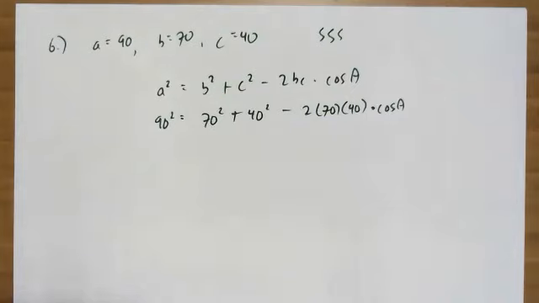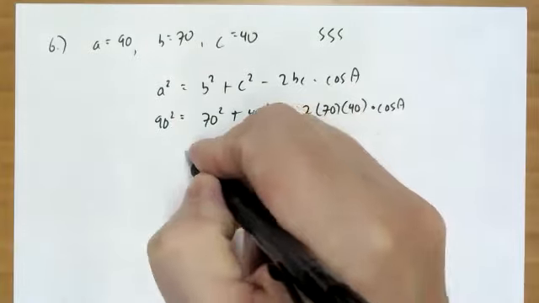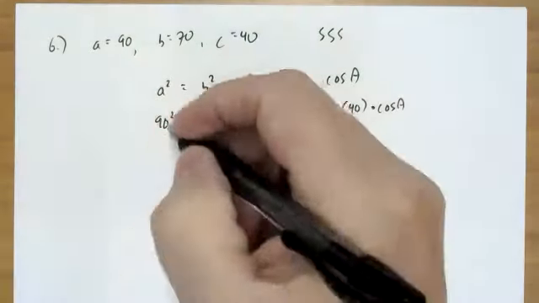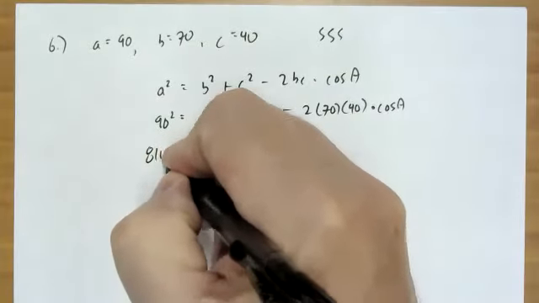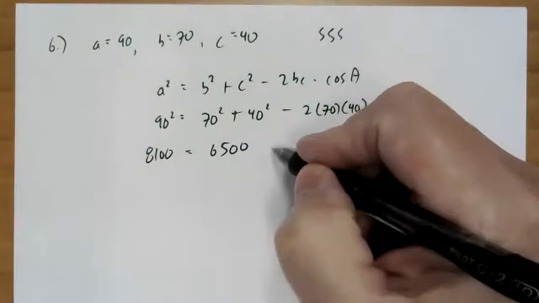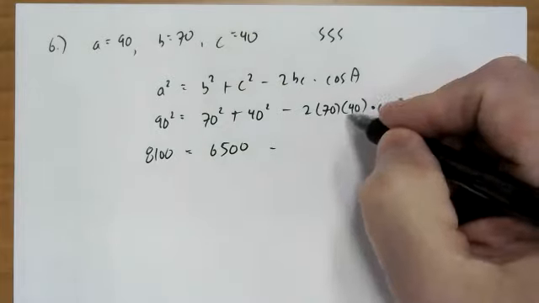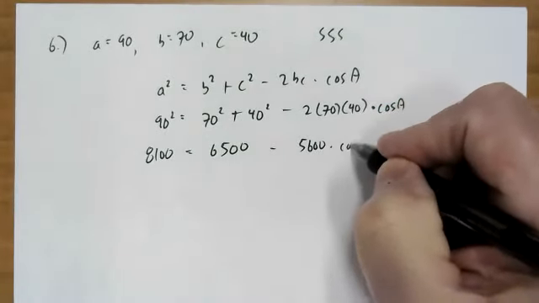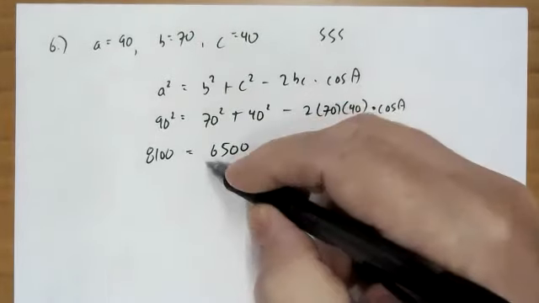So 70 squared plus 40 squared equals 6,500. 90 squared is 8,100. I believe this is 5,600 times cosine of A. So I'm going to subtract.